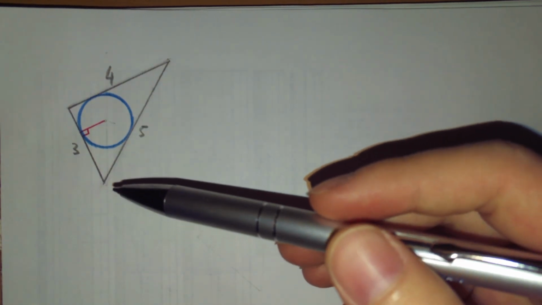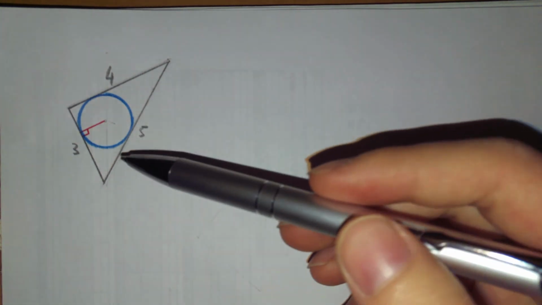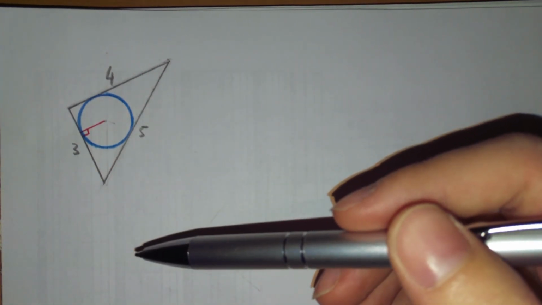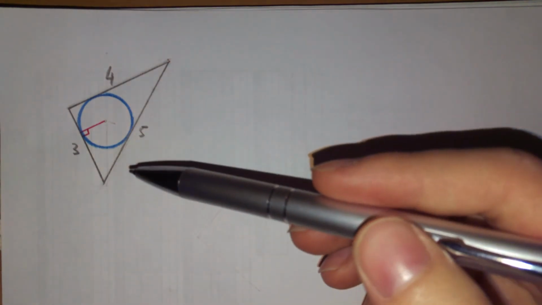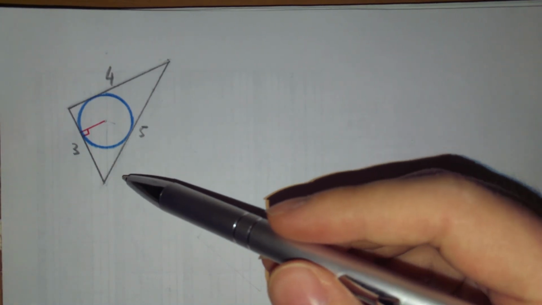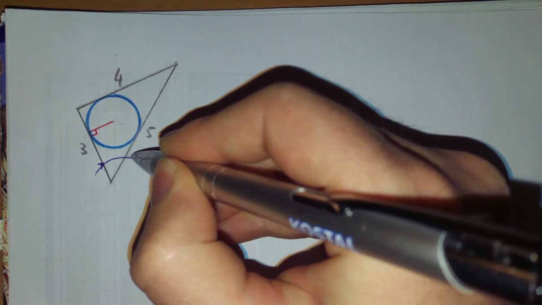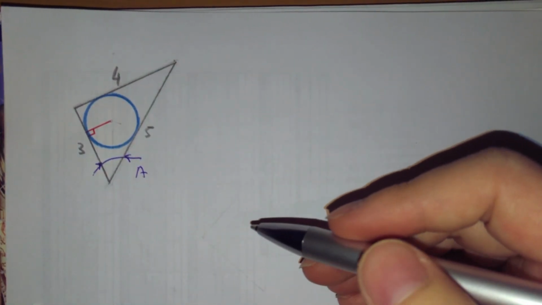We are given all 3 sides of the triangle, but we don't know any of its angles. So our first objective here is to try to find one of the 3 angles. It doesn't matter which one you pick. Let's try to find this one here. I'll name it angle A.